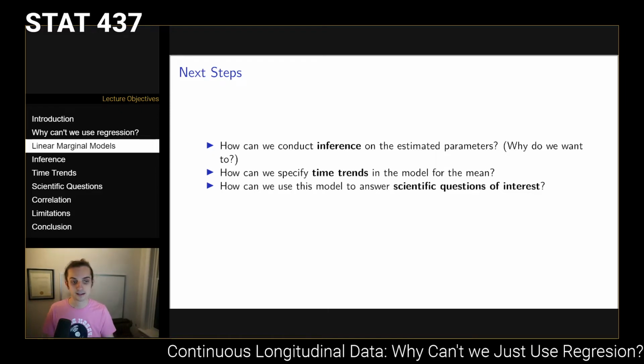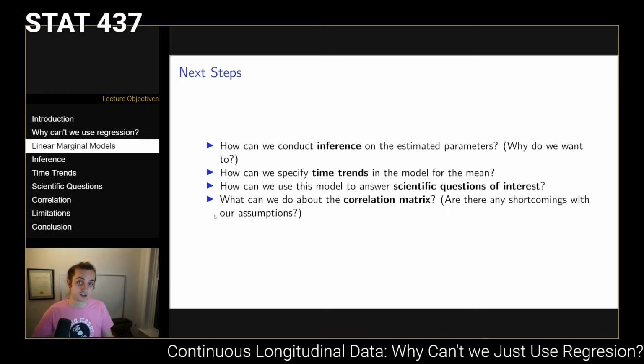Does this work? And finally, there's that whole correlation matrix, right? In linear regression, all you had to do was assume that there's some constant variance term. Here, we've introduced this whole sigma ideal, and what do we do with that? How do we accommodate that? How does that work? The punchline of the rest of this lecture is going to be taking these ideas of marginal linear models that we've discussed here and talking about how we can accommodate all of these next steps, all of these questions.